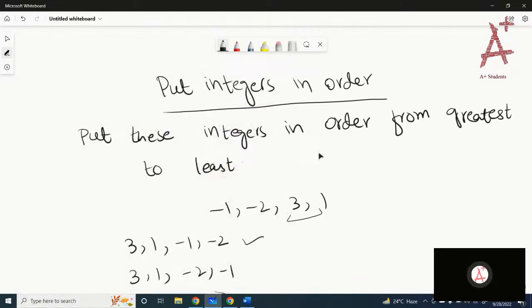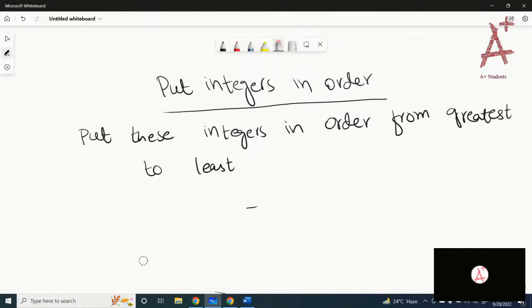Okay, put these integers in order from greatest to least. Again, you have to arrange them from greatest to least. And the numbers are 1, 0, 2, and 3. They all are positive, and you know how to arrange them. The greatest one is 3, then 2, 1, and 0. Got it? The second option is the correct one. Click on the OK button.